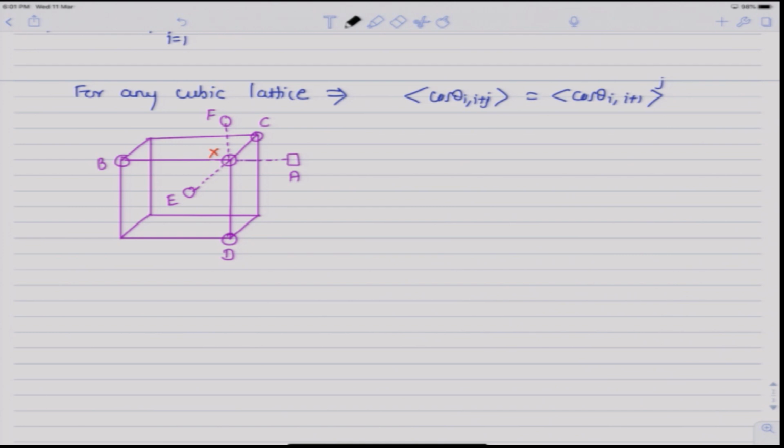Suppose the atom X has made its ith jump from A to X here. So, the ith jump of X is from A to X, and so the atom is now at position X and the vacancy is on A. The X has 6 nearest neighbor sites, which are denoted as A, B, C, D, E, F here.